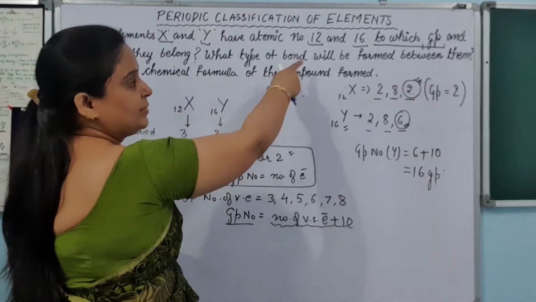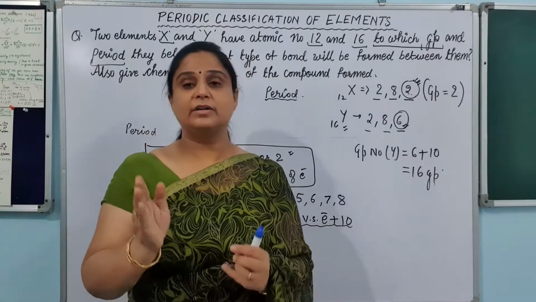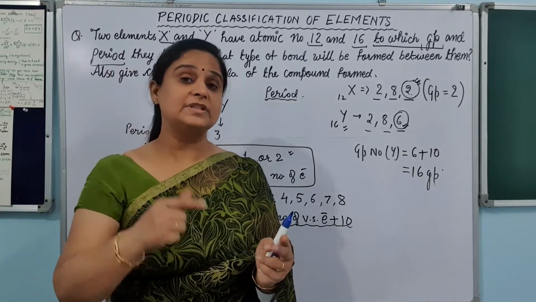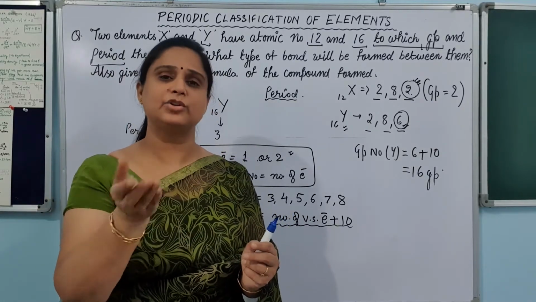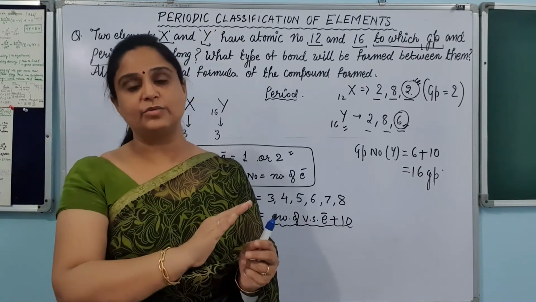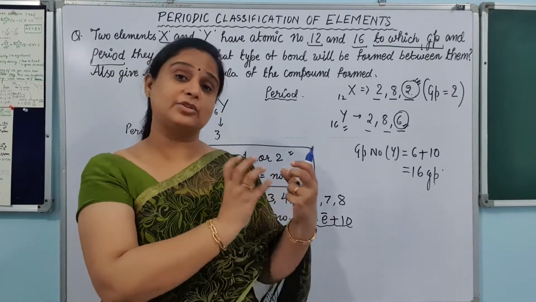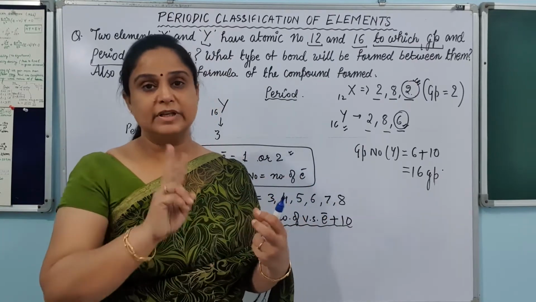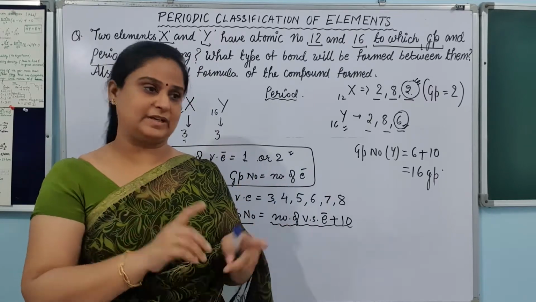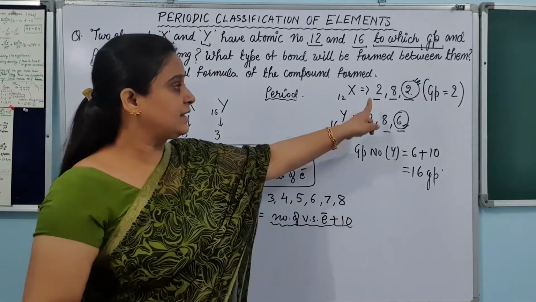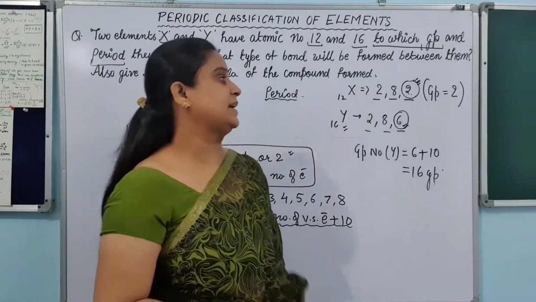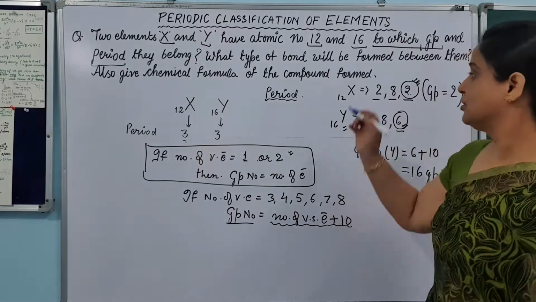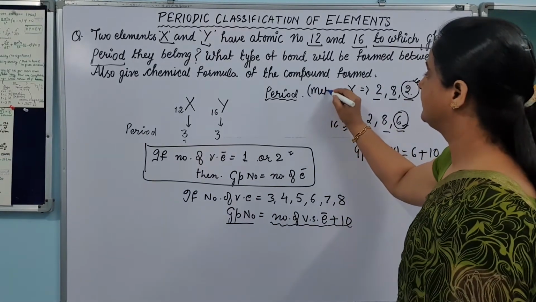What type of bond will be formed between them? Bond between the metal and non-metal, what name did we give it? Ionic bonding. Because one electron was given by the metal, or 2 or 3 electrons were given out by the metals, and the electrons which are lost by the metal are gained by the non-metal. So there were two types of elements, metals and non-metals. And here you can clearly see that this element X is having 2 electrons, so it has the tendency to lose the electron. So it is a metal. So I am writing down here it is metal.